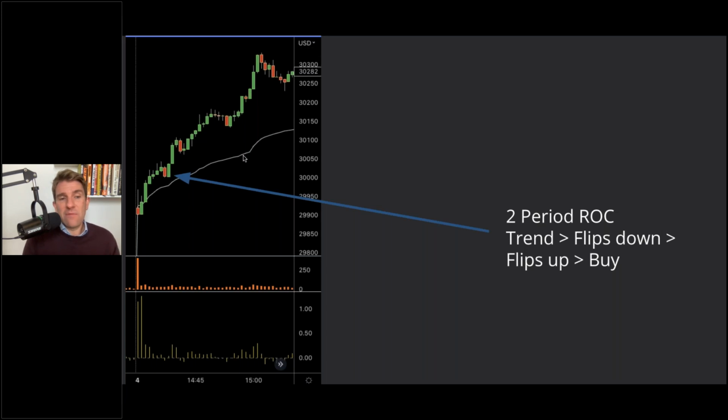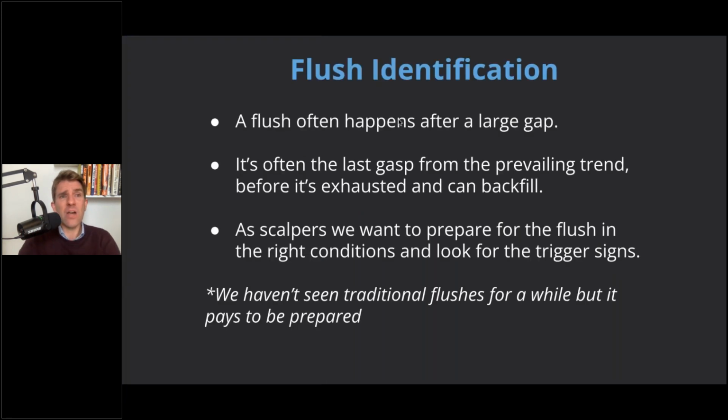How can I get the entry earlier? Or how can I be more aggressive in my size? How can I minimize the risk? It's just digging in and investigating, especially the open, which is a potentially very lucrative place to trade. All right, so final thing, the flush identification.